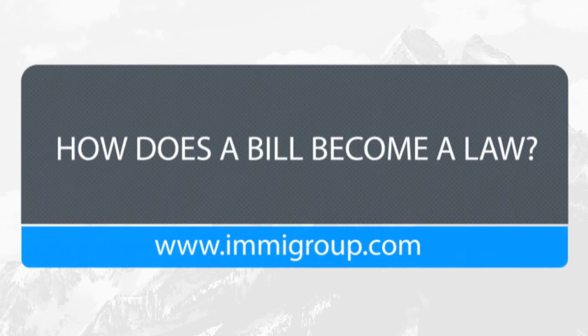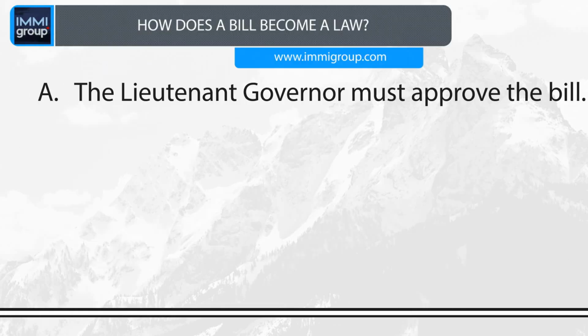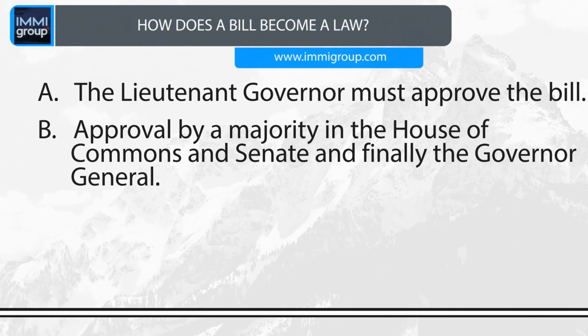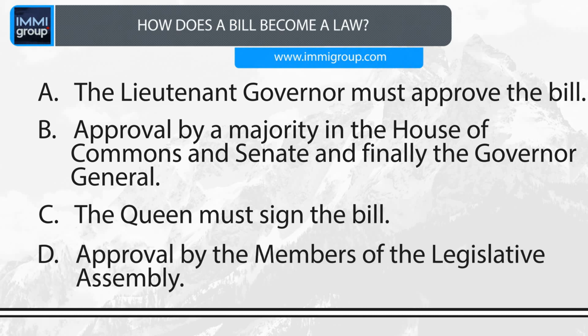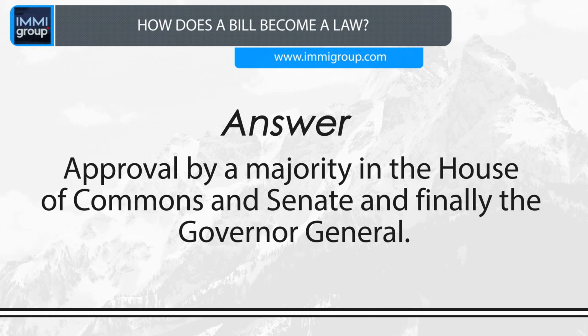How does a bill become a law? A. The Lieutenant Governor must approve the bill. B. Approval by a majority in the House of Commons and Senate, and finally the Governor-General. C. The Queen must sign the bill. D. Approval by the members of the Legislative Assembly. Answer: Approval by a majority in the House of Commons and Senate, and finally the Governor-General.